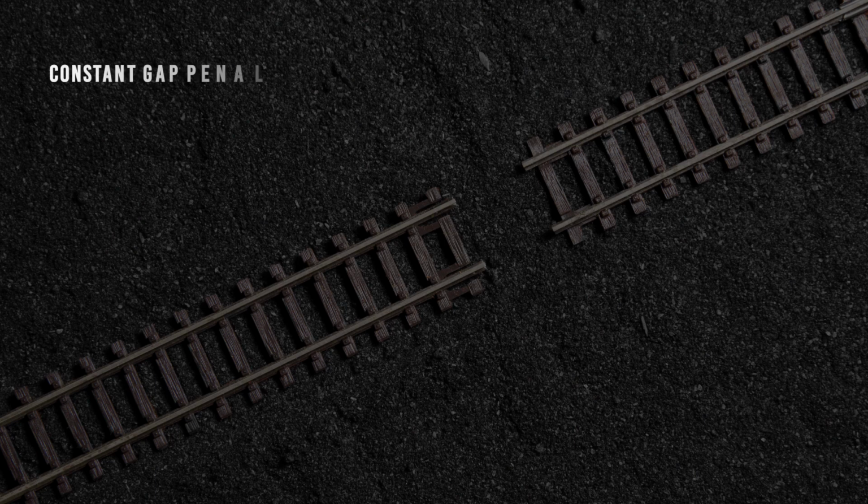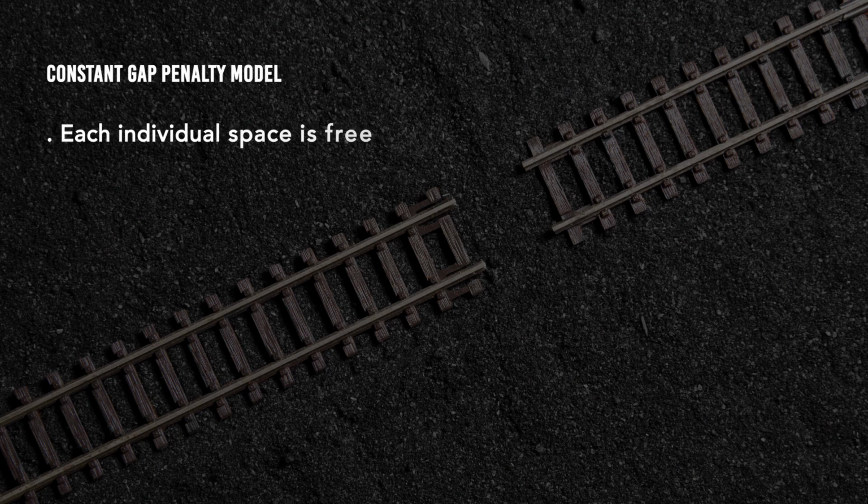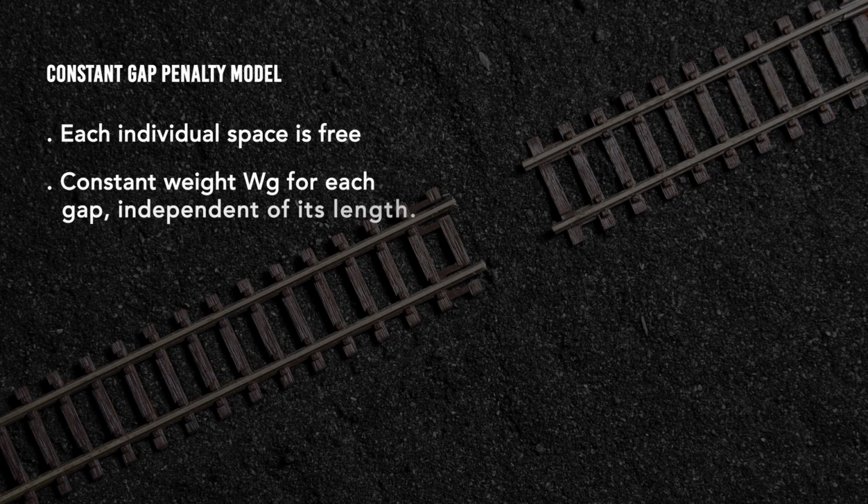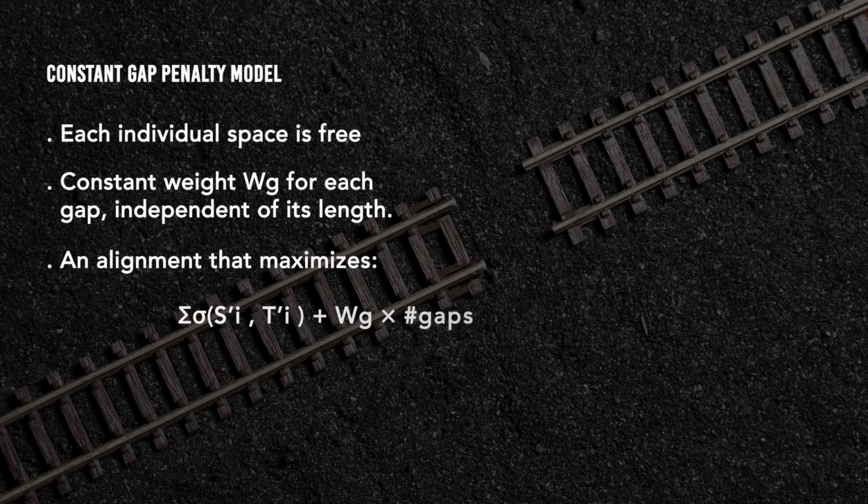So, how can we deal with gaps in the sequence alignment? We have to adopt gap penalty models. There is the constant gap penalty model, where each individual space is free. A constant weight Wg is given for each gap, independent of its length, to an alignment that maximizes the score of the source and target sequences plus the number of gaps multiplied by the constant weight.